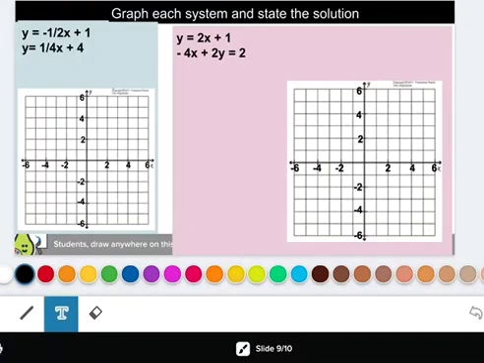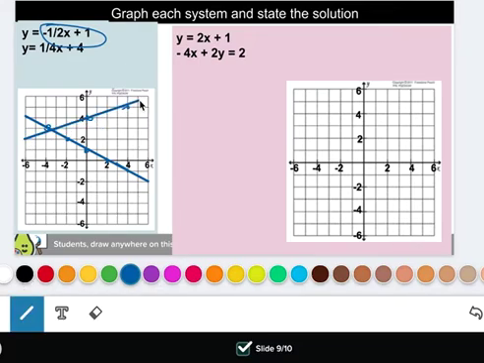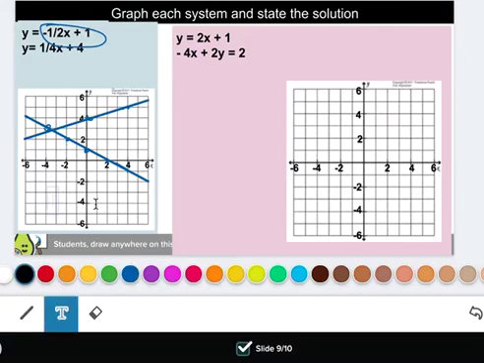Now the last slide is a review going back to graphing. You should know how to do this. The first one, you start out at 1. You go down 1, right 2, and go the other way, and you draw your lines. And the other one, you start out at 4. You go up 1, right 4, go the other way. Oh, there's our solution there. This is one solution at negative 4, 4.